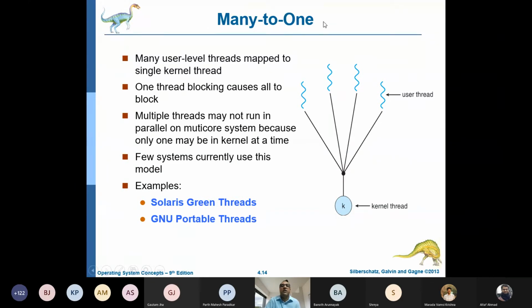So this is the many-to-one model, but it can be used if it is a single processor system and you have multiple threads of control. Then you can run these threads in a scheduled way based on the user thread library. Suppose this particular thread is running, and after some time you schedule another thread. Likewise, you can schedule the threads of this process one after another.